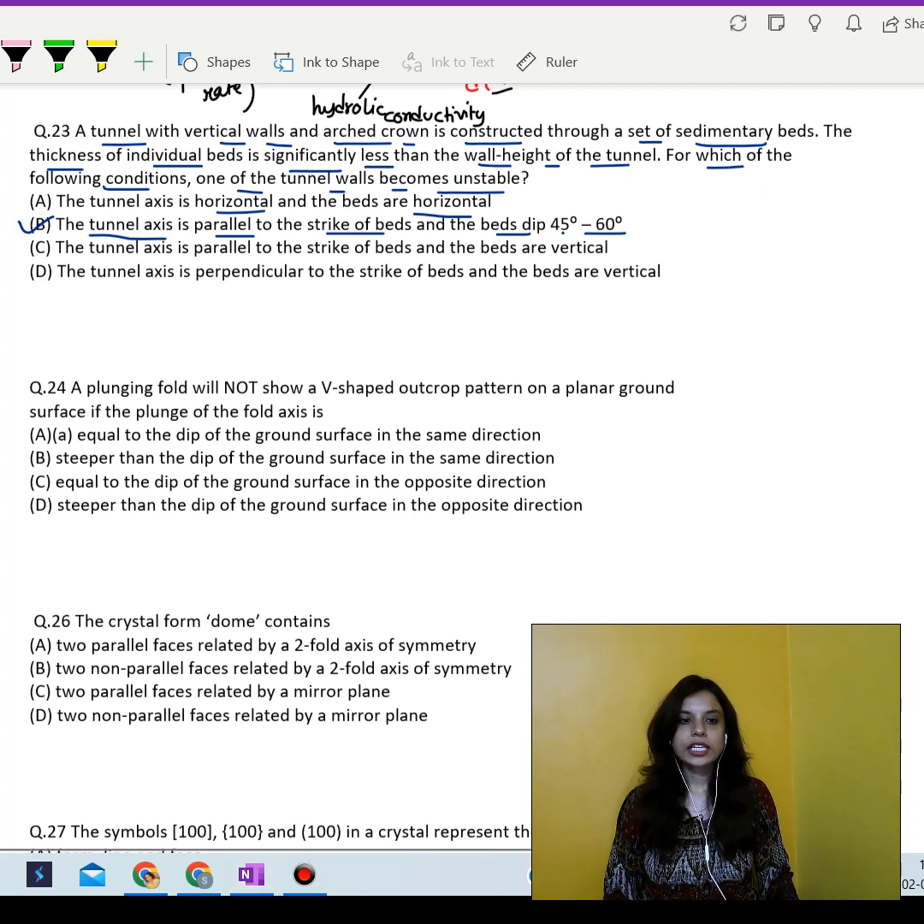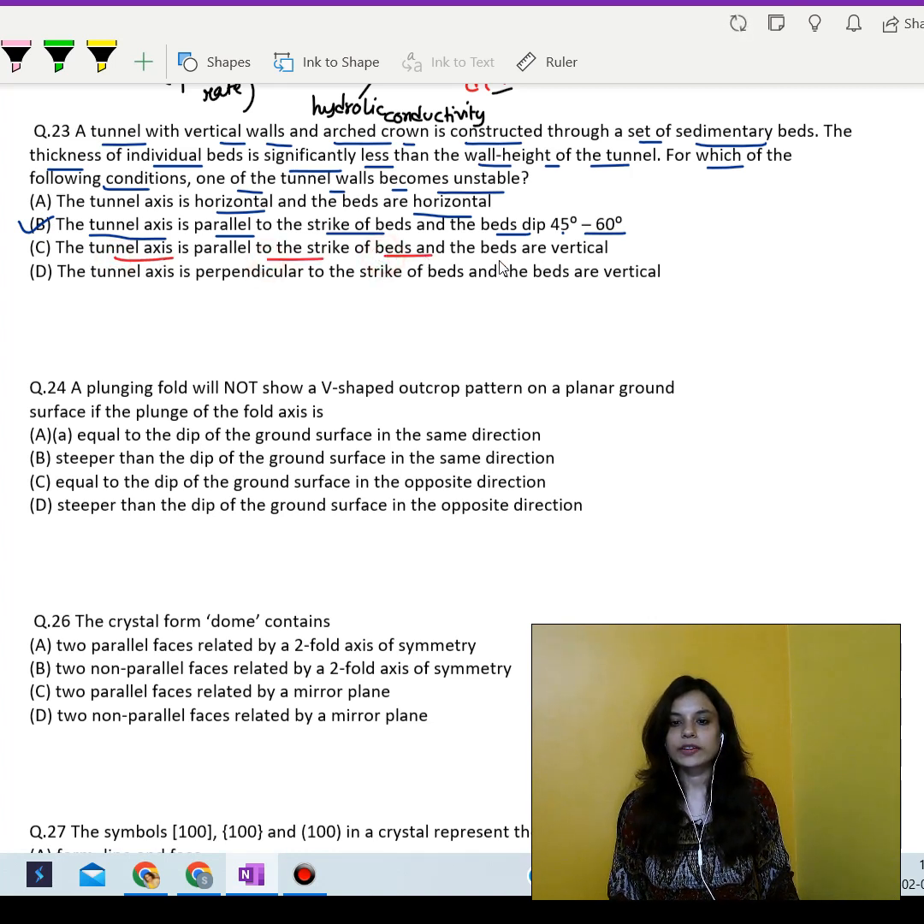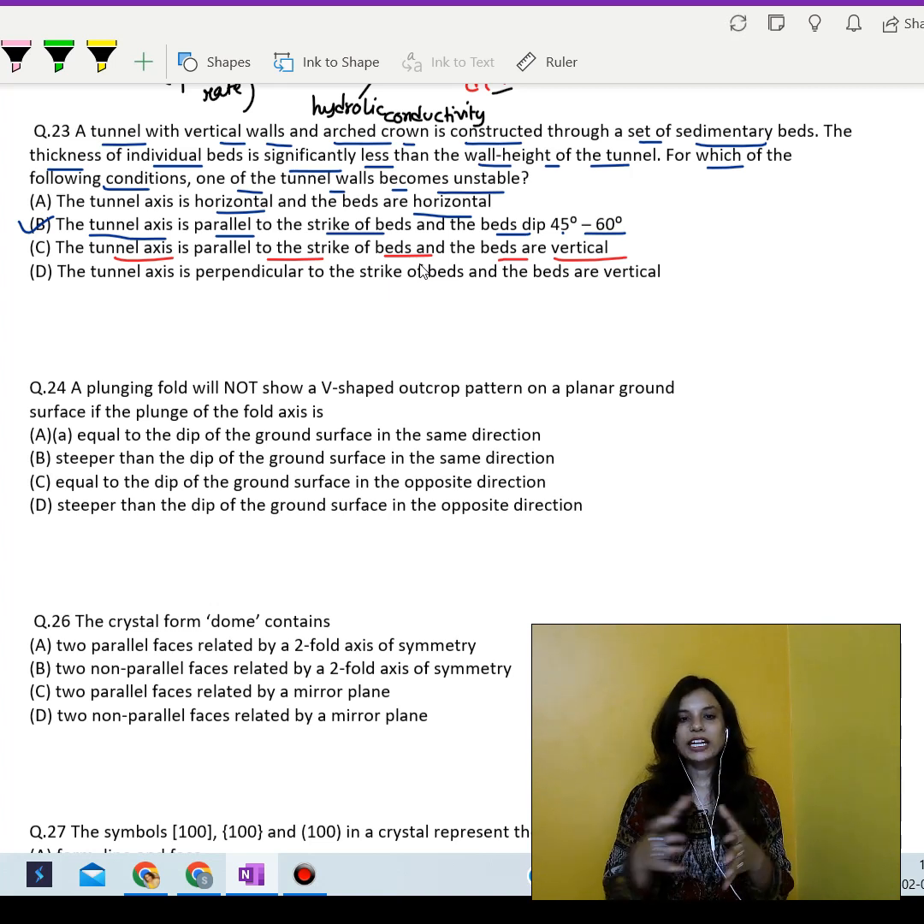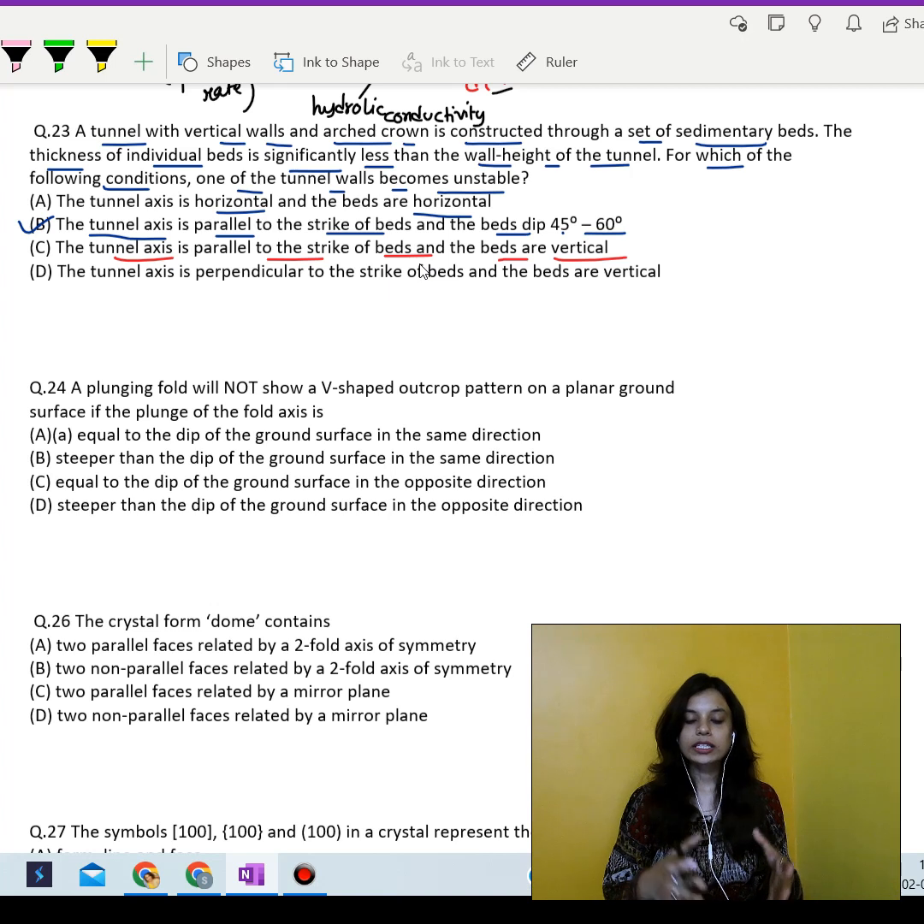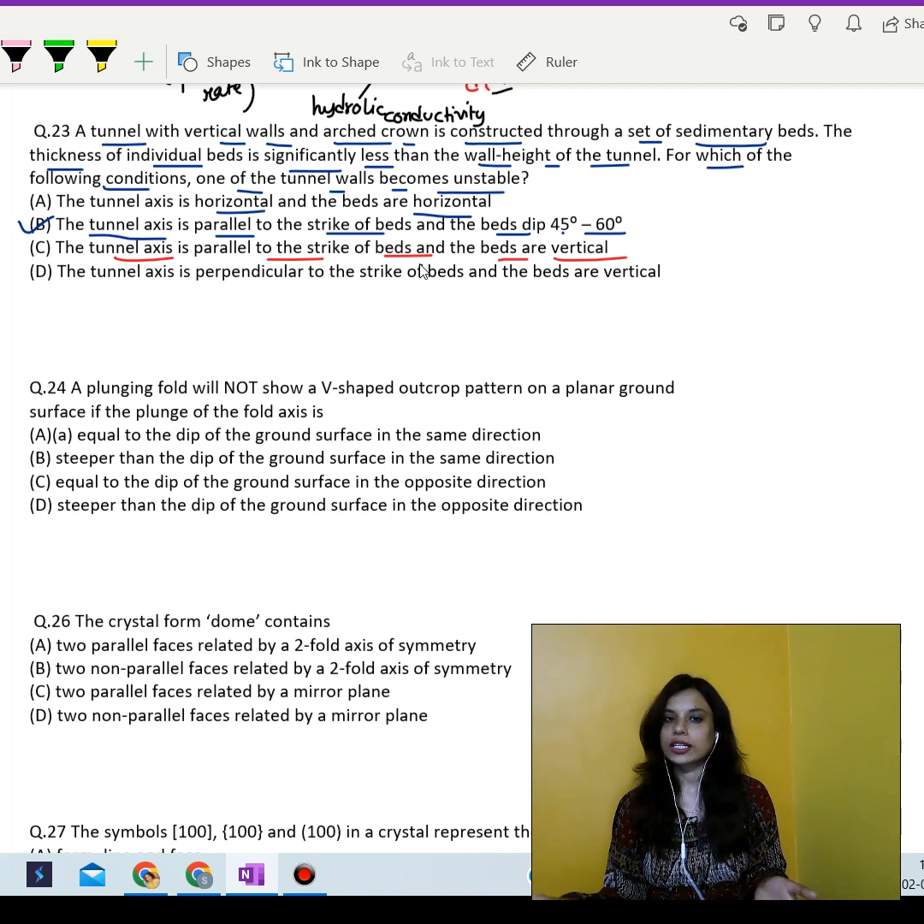Coming to option C, which says the tunnel axis is parallel to the strike of beds and the beds are vertical. Now, the tunnel axis over here is parallel to the strike of the beds and the beds are vertical, right? That is what the third option mentions. So if the beds are vertical, there might be stability issues due to the potential for block sliding along the vertical bedding planes. However, this scenario is less likely to result in instability compared to steeply dipping beds.